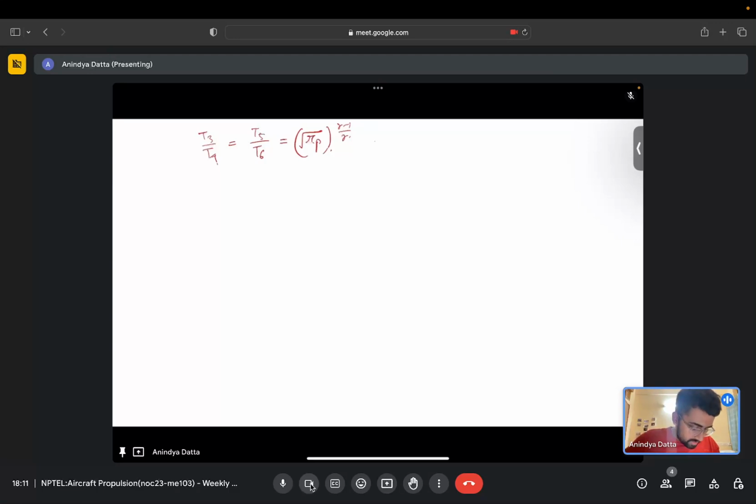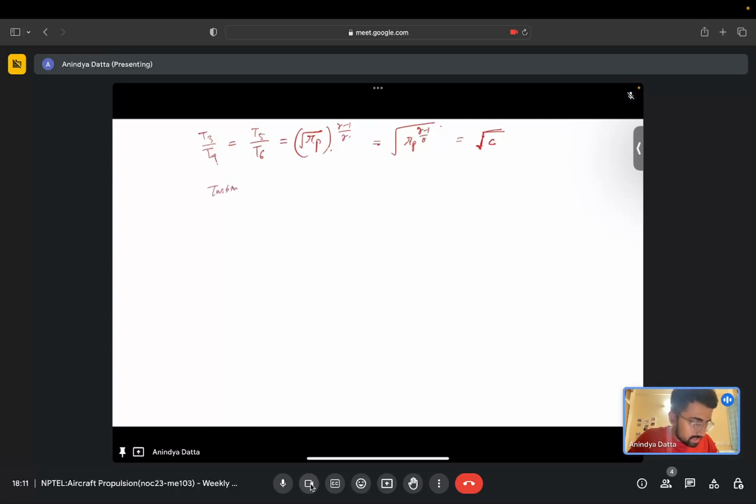Okay, so we can write this as Rp to the power (gamma minus 1) by gamma, square root of the entire thing. And this Rp to the power (gamma minus 1) by gamma, for the sake of writing it in a short version, we are representing as C, that is, square root of C. Okay, so next is our turbine work output.